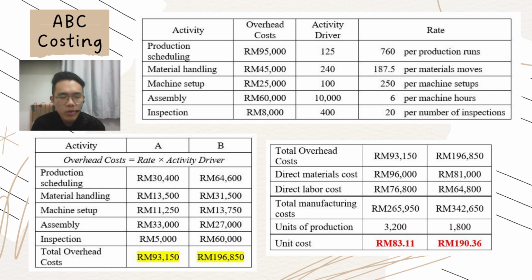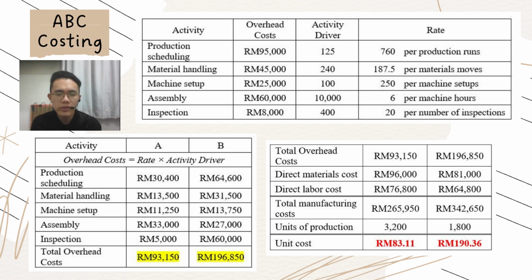For example, we look into the production scheduling activity. The overall cost is 95,000 and the activity driver is 125 production runs. To calculate the rate, we need to use the overhead cost divided by their own activity driver, which means that we are using 95,000 divided by 125 and then we get the rate, which is 760 per production run for the production scheduling activity. So this formula we will repeat 5 times to calculate the rate for each type of activity.